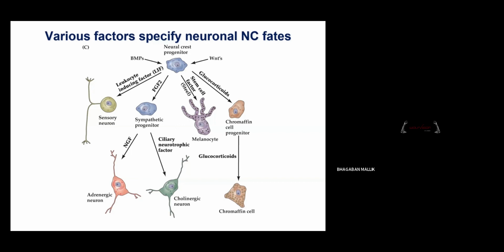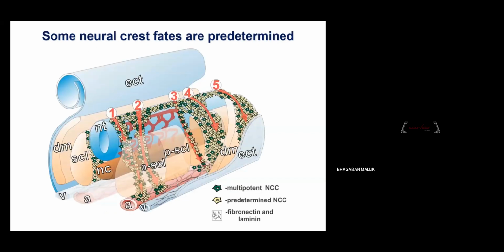Okay, so these are the signals. And some neural crest cells are predetermined. These are called predetermined neural crest cells. Previously I talked about the multipotent neural crest cells, which become different kinds of cells. These are predetermined, so they also migrate, but to form specific cells, not a group of cells. So these are called predetermined neural crest cells.